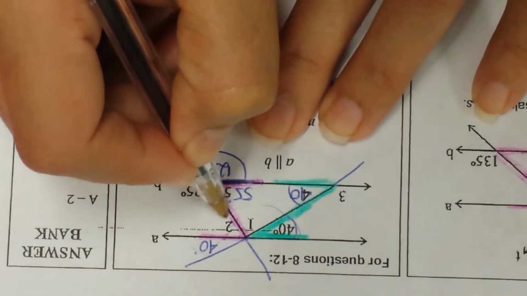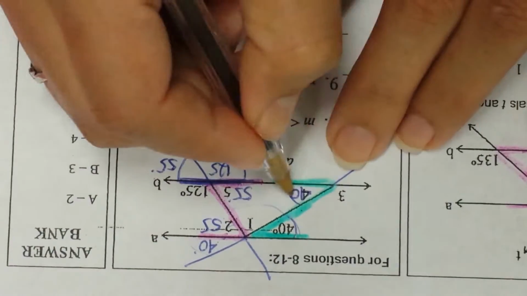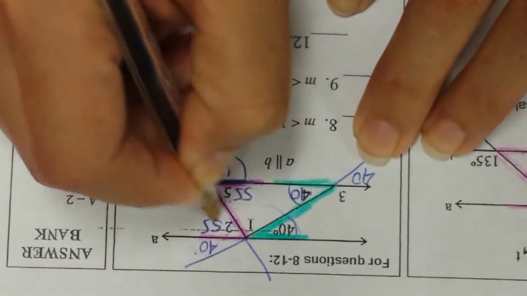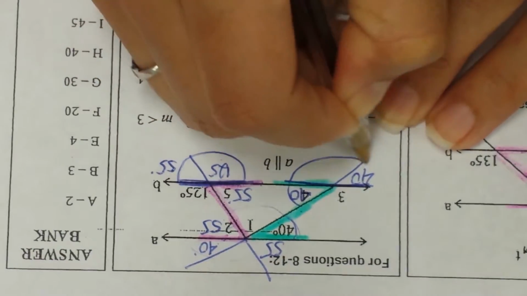All right. That one doesn't have a measure. This one's 55. So that one's also 55. Go vertical from that, 40. Vertical from that, 55. All right, linear pair. If this is 40, this one has to be 140. Go vertical from that, 140.